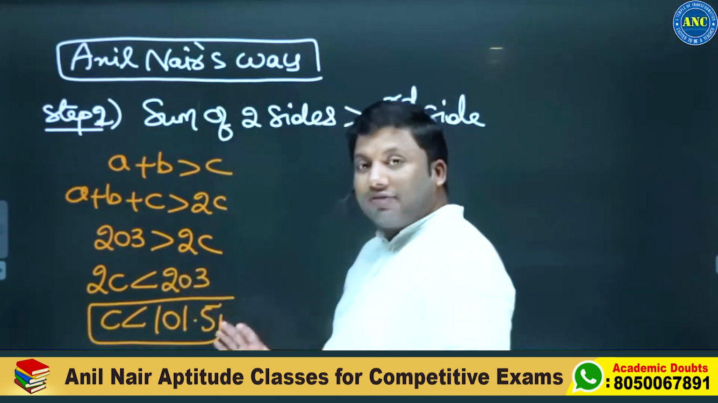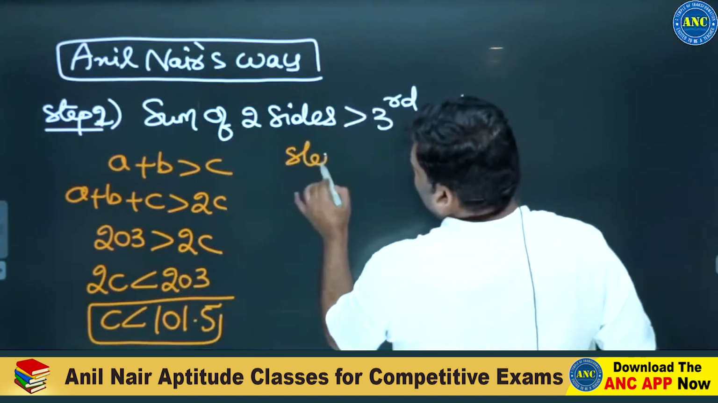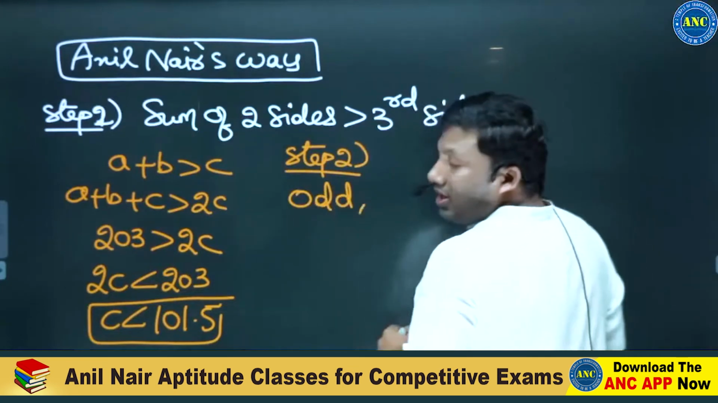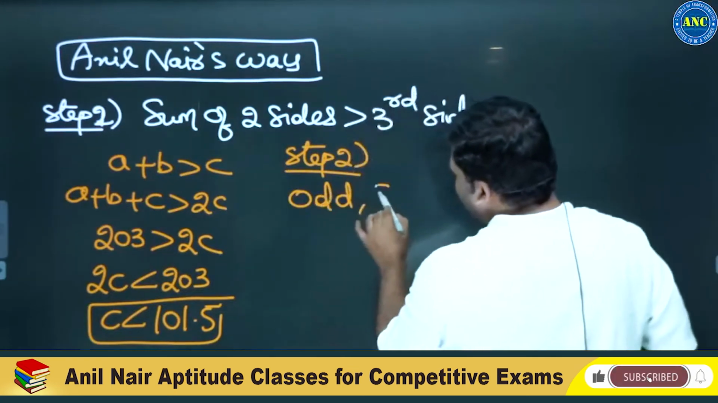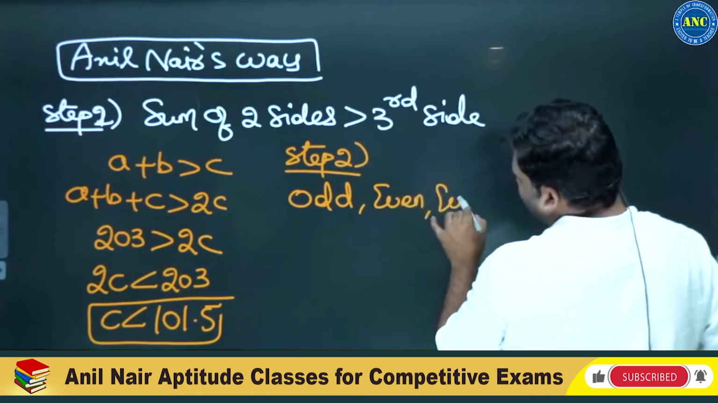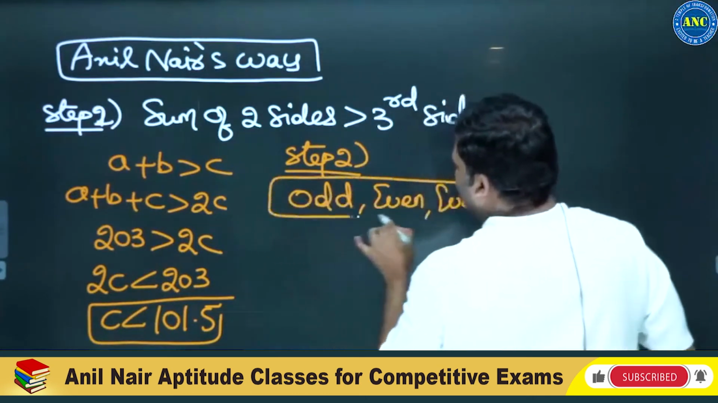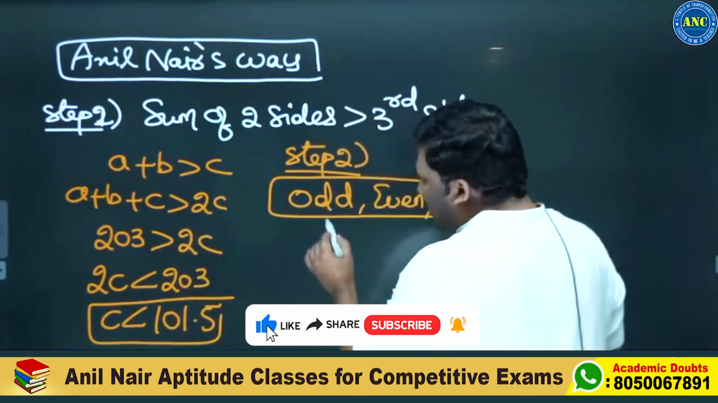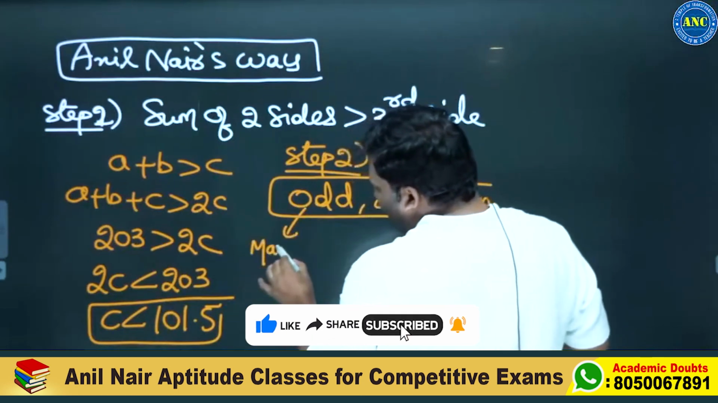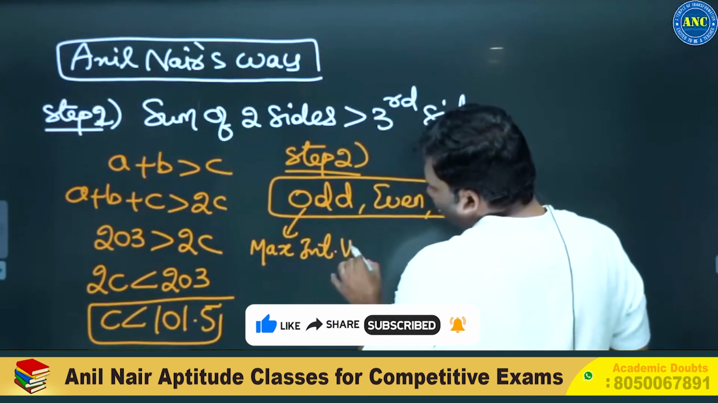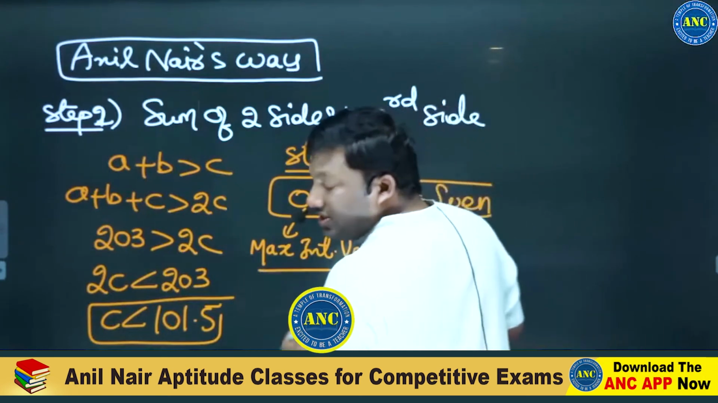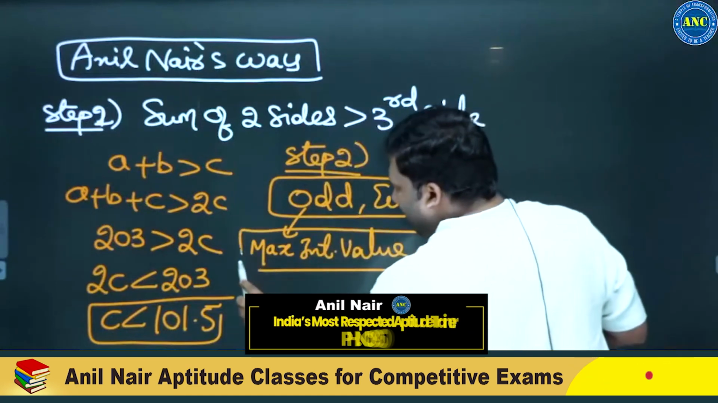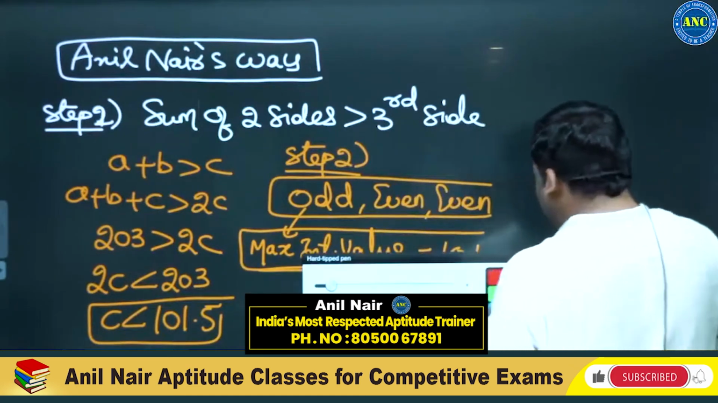Right? So if c is an odd number, step number 2, one side should be odd. If one side is odd, plus even, it is odd. So the other two sides have to be even in this case. Odd, even, even. Sum of two sides is always greater than third side if it is an odd value. So the maximum integral value it will take is just less than 101.5, which is 101. If the side is an odd number, the maximum integral value it will take is 101.